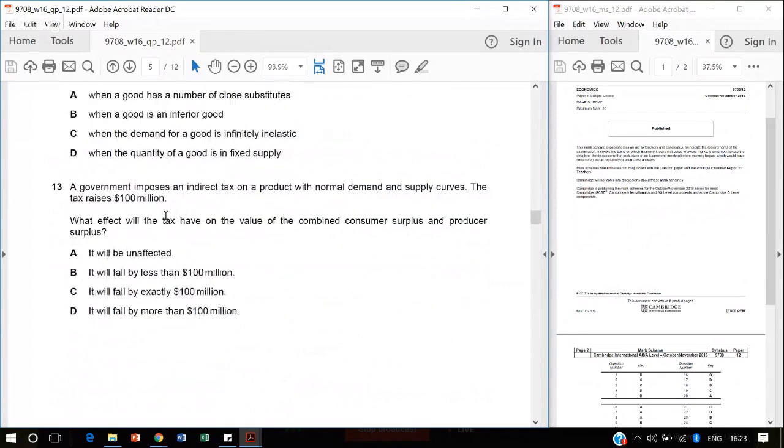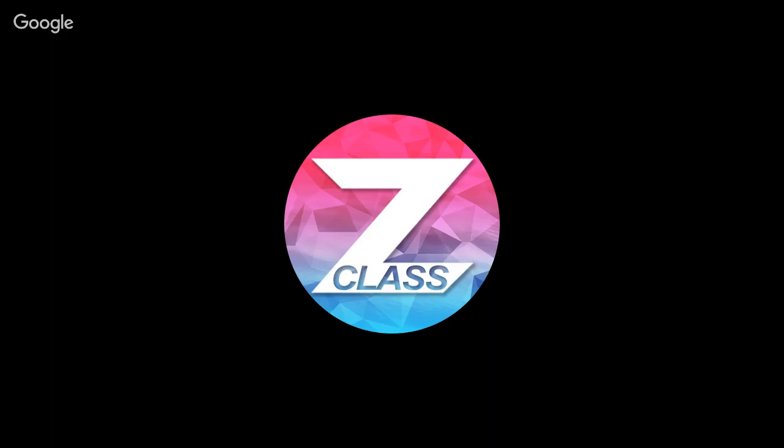Okay, a government imposes an indirect tax on a product with normal demand and supply curves. The tax rate is 100 million. Okay, what do you think? The value of the combined consumer surplus and producer surplus. Indirect tax. I would say D. Why? Because A, it's not true. B is not true. How do you know it's not B?